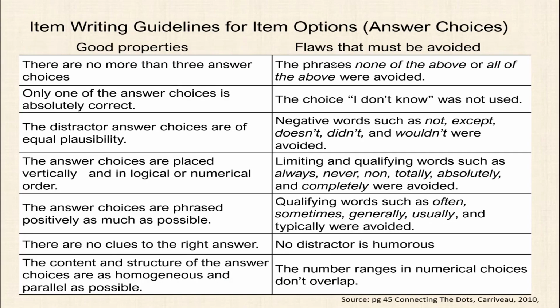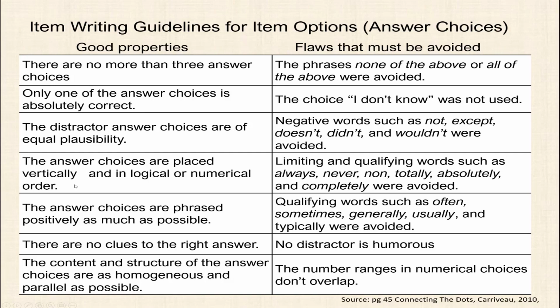Now here's another one of those little tables that this is actually the bottom half of the table on page 45. The top half dealt with the item stems, this one deals with the item options. So again, we got the good stuff and the not good stuff. The good properties: make sure there are no more than 3 answer choices. Only one of the answer choices is absolutely positively correct. The distractor answer choices need to be of equal plausibility. If they are, okay, that's good.